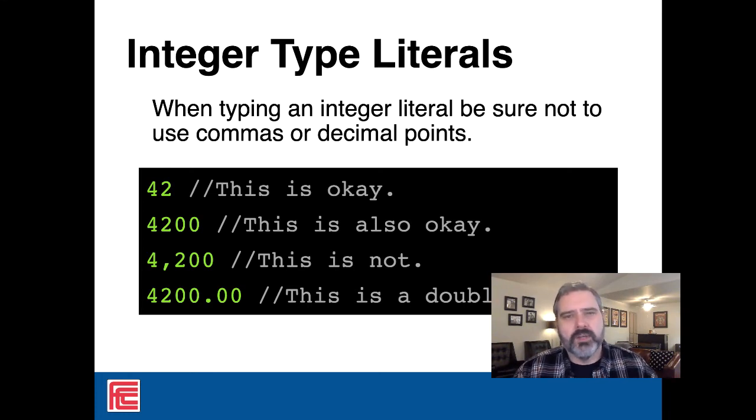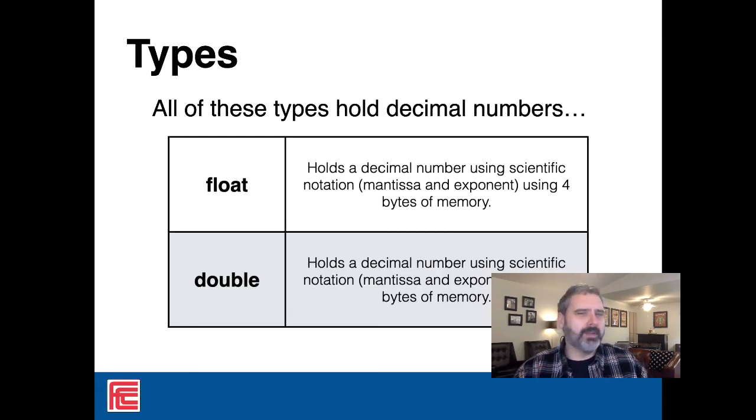The other thing is don't put in decimal points. That's technically a double type. Now, there may be an implicit conversion that makes it okay depending on how you're using it, but just know that strictly speaking, 4200.00, even though it has the same value as 4200, and if you were to put it into an integer you wouldn't lose any information, you're still doing an implicit conversion. That literal is a double type literal. What do I mean by double?